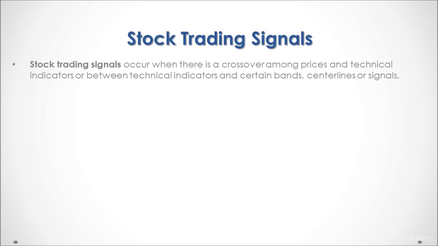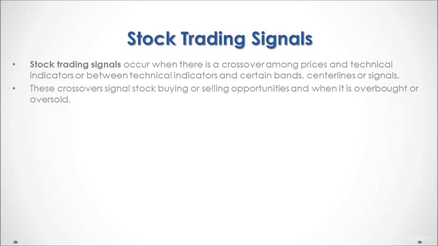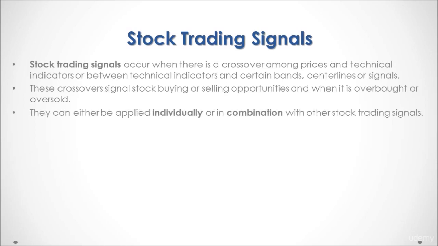Stock trading signals occur when there is a crossover among prices and technical indicators, or between technical indicators and certain bands, center lines, or signals. This crossover signals stock buying or selling opportunities, and when it is overbought or oversold. They can either be applied individually or in combination with other stock trading signals.